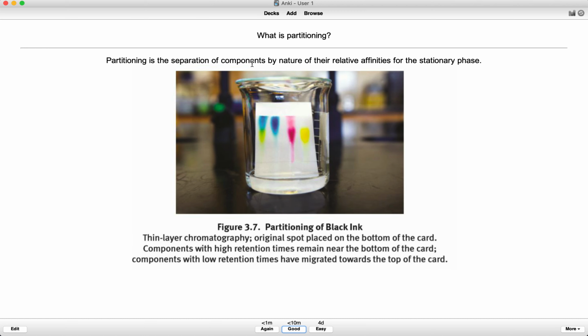Partitioning: separation of components by nature of their relative affinities for the stationary phase.